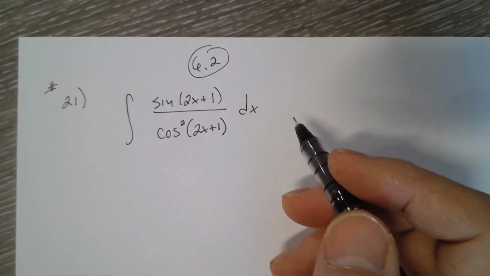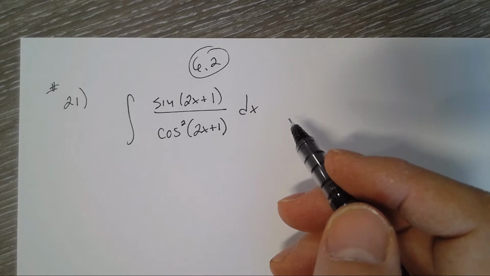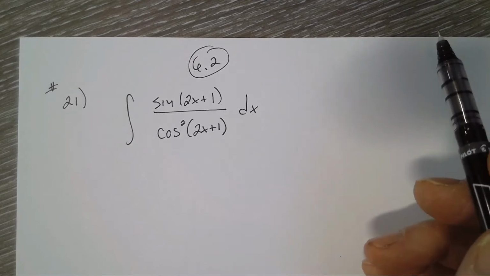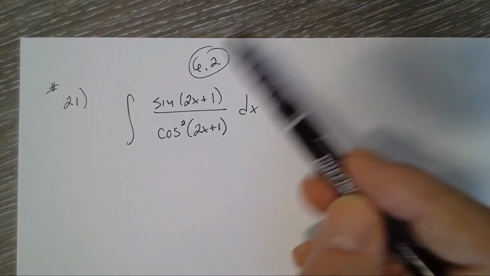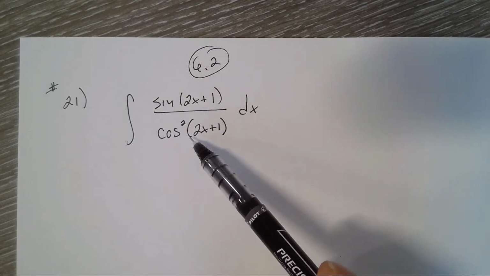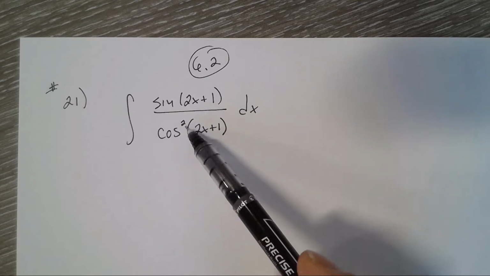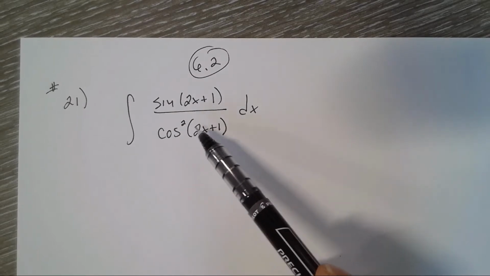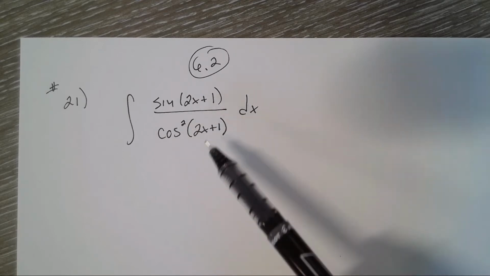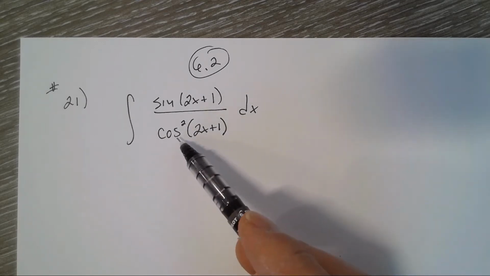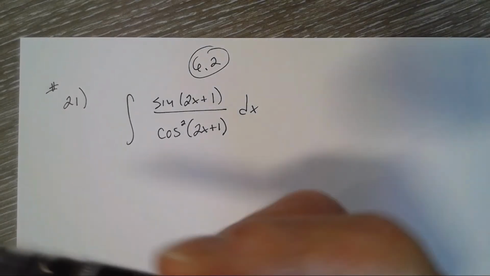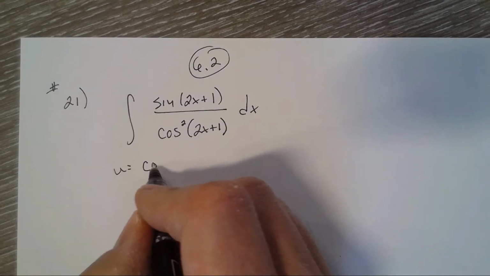Alright, 6.2, number 21, we're evaluating the integral using u substitution. Okay, so we need to choose our u. We have several options. The bottom is being squared, so you could choose cosine of 2x plus 1. I changed them to x's, the book has it as t's. So to me that would probably be the most straightforward: choose u as the cosine of 2x plus 1.